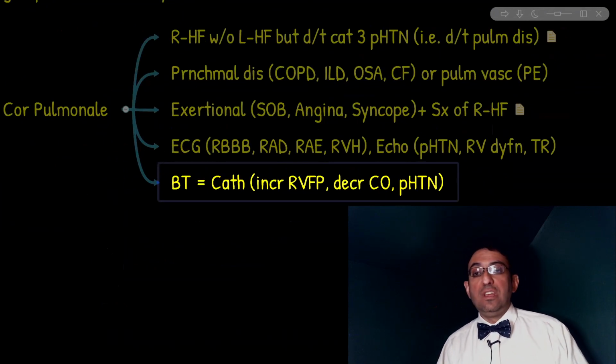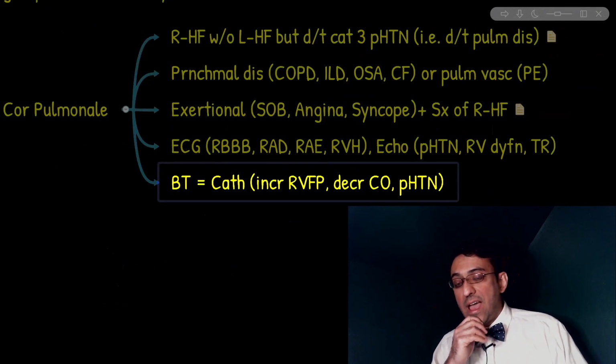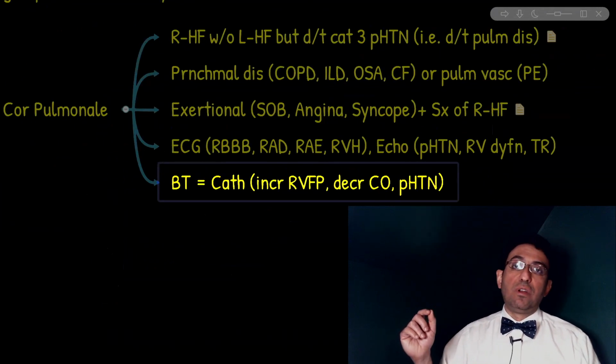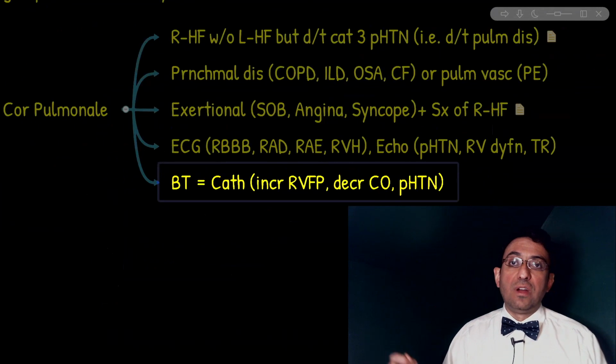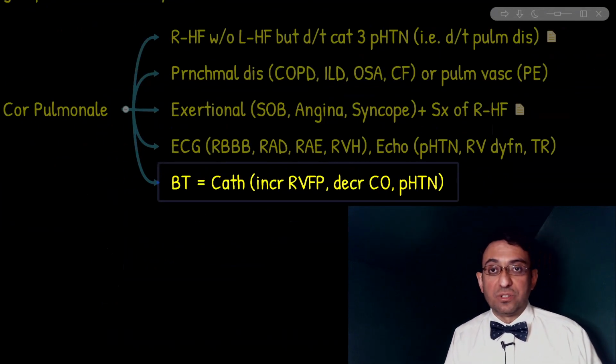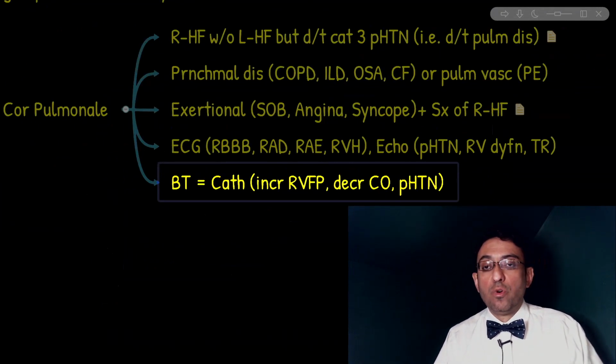What do you expect to see? We could see again increased pulmonary arterial pressure. We would see decreased cardiac output, and we specifically see increased right ventricular filling pressure, also known as right ventricular end diastolic pressure. What is the management of cor pulmonale?